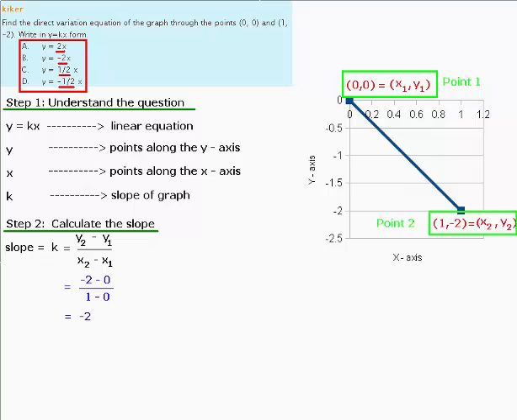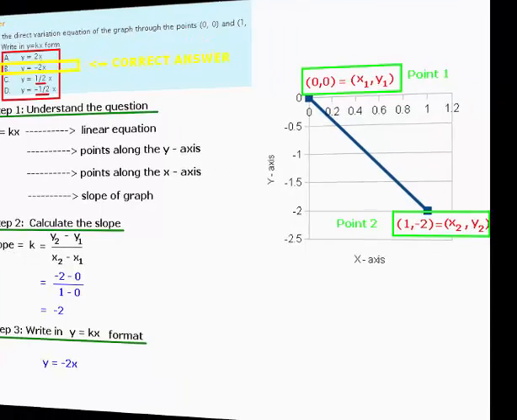Now we can move on to the third step, which requires that we write the direct variation equation in the y equals kx form. Given that we now know that k is equal to -2, the direct variation equation becomes y equals -2x, and therefore B is the correct answer. So there you are, Kicker. I hope you found this helpful.